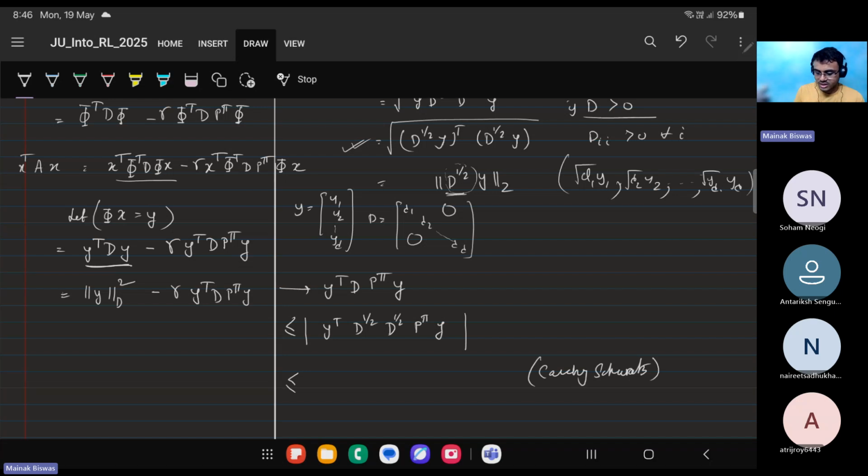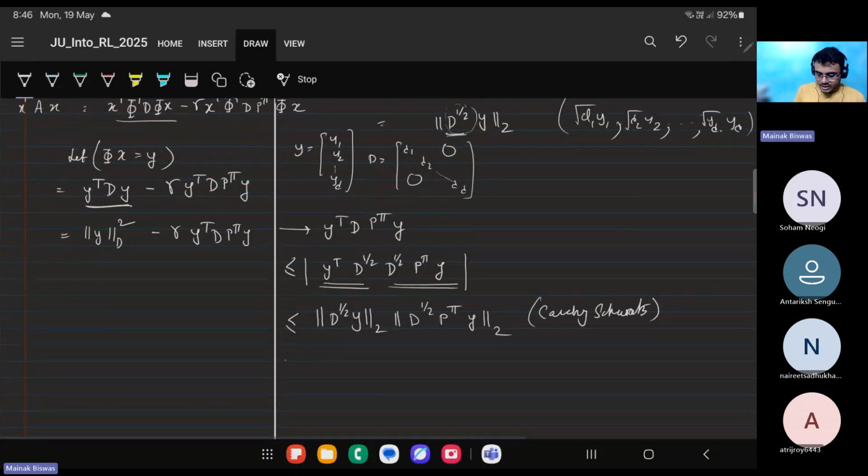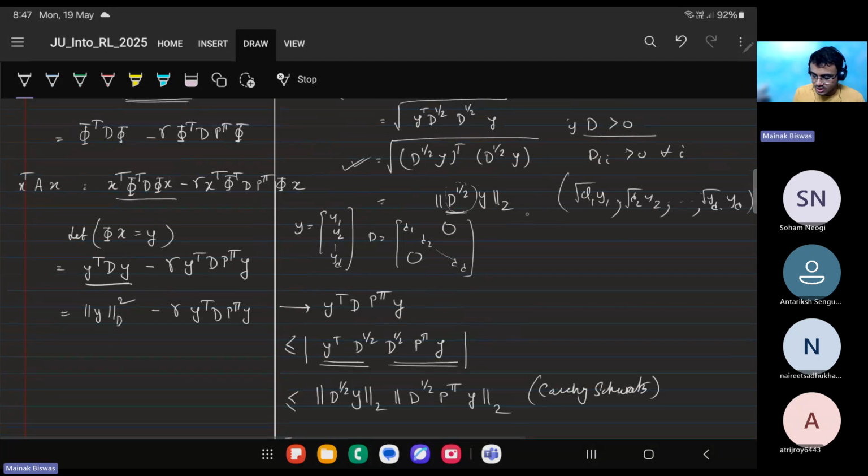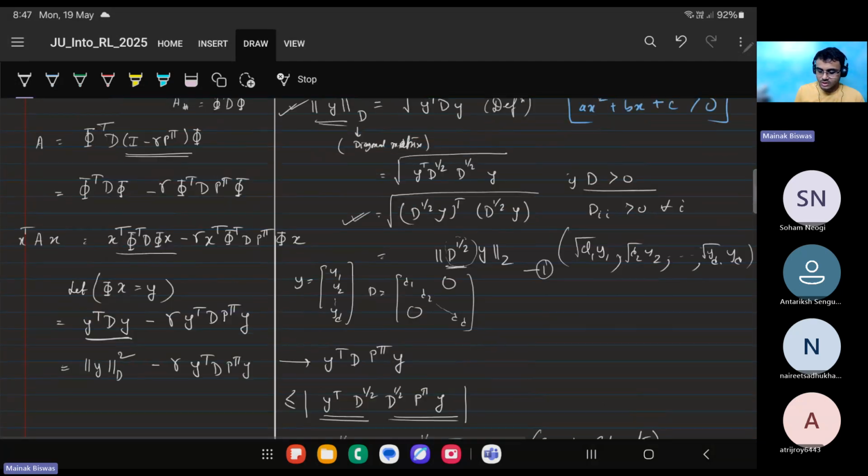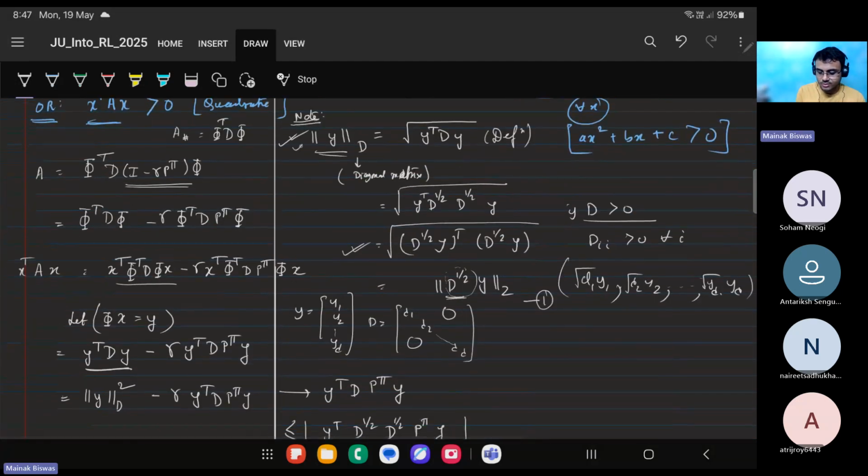So whenever I have two vectors, I can write it down into two terms. See, D to the power half y is one vector, right? And this is one more vector, D to the power half P pi y. Yes or no? I'm taking the L2 norm. Now, again, I have derived one equation, that is equation 1. What is this equal to then? The D norm, D to the power half into y, from equation 1.